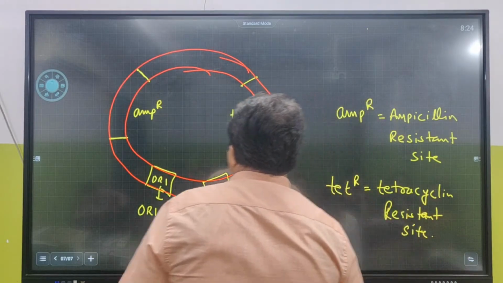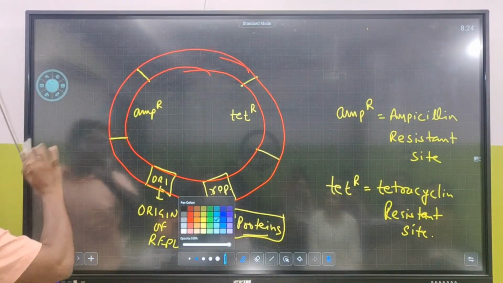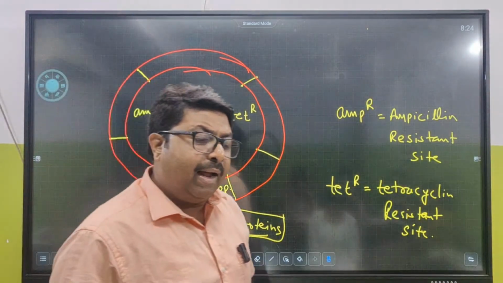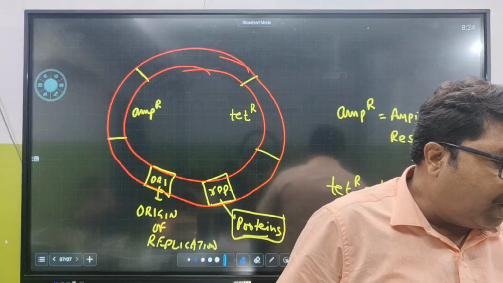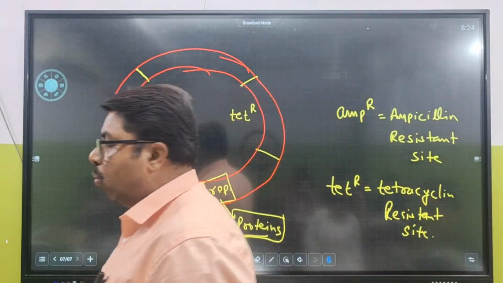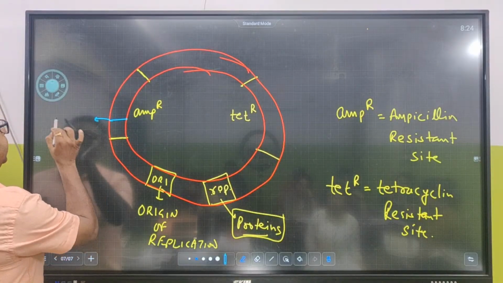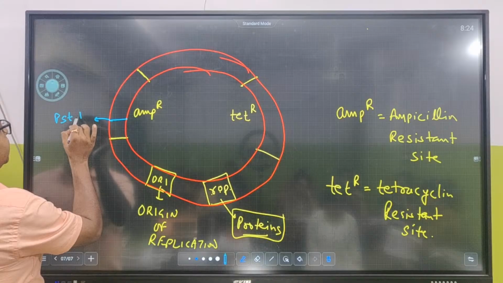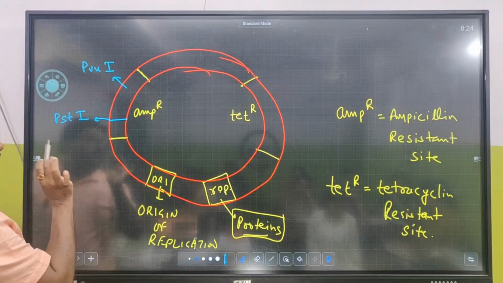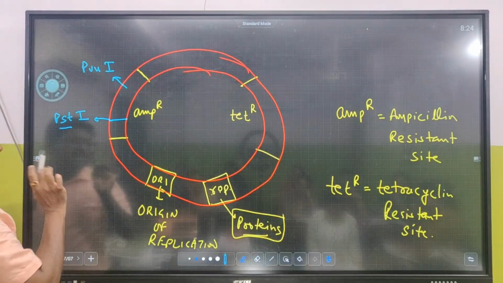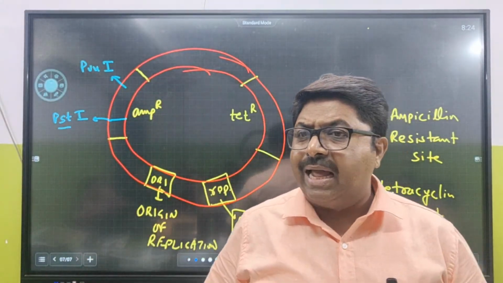Okay? Now, if you see in your book, in this ampicillin resistant site, can you see some of the REN being given? What is the name of the REN being given in ampicillin resistant site? One is PST1 and another one is PVU1. PST1, Roman 1, and PVU1. Let me tell you what is PST. You can easily make it out. Roman 1 means it's a REN. It's a type of REN.